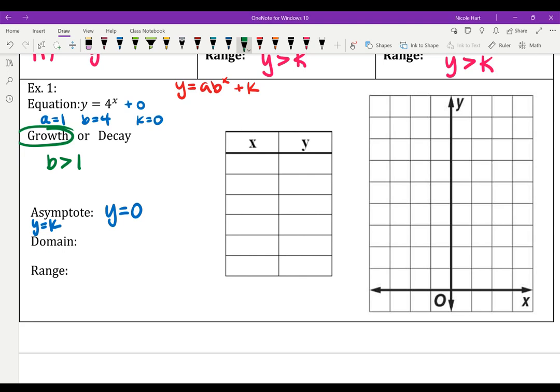And next, I am going to graph this on my calculator. So I'm going to jump to the calculator screen. We are going to put this on the graph and look at the table and get the values that we would like to put on our table before we graph this.